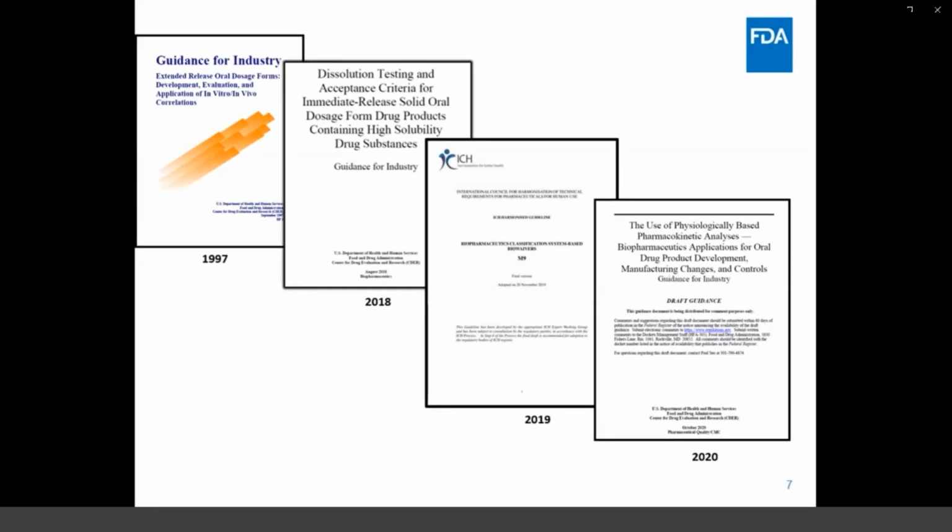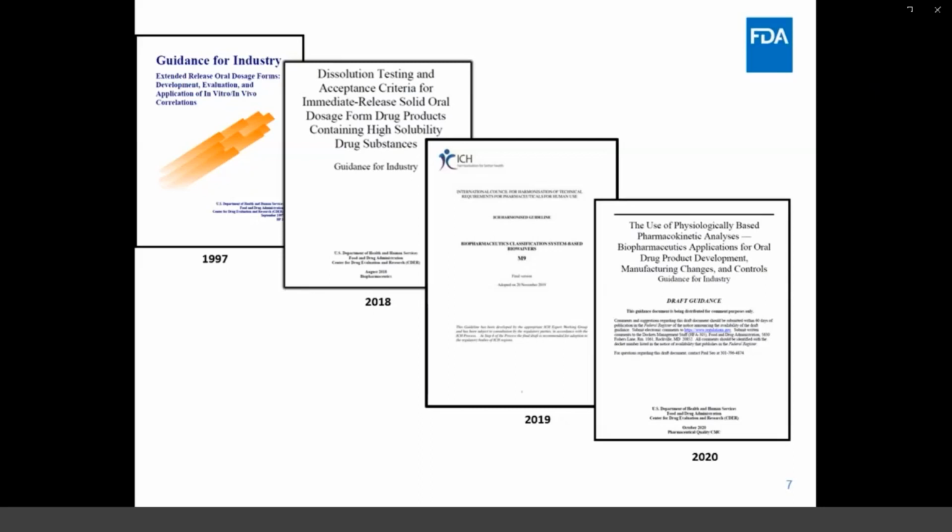It has led efforts for development of the guidance of dissolution testing and acceptance criteria for immediate release solid oral dosage form drug products containing high solubility drug substances, which went to standardize the dissolution testing would provide benefits to both industry and the agency, as well as the collaborative efforts for the ICH M9 Biopharmaceutics classification system-based biowaivers.